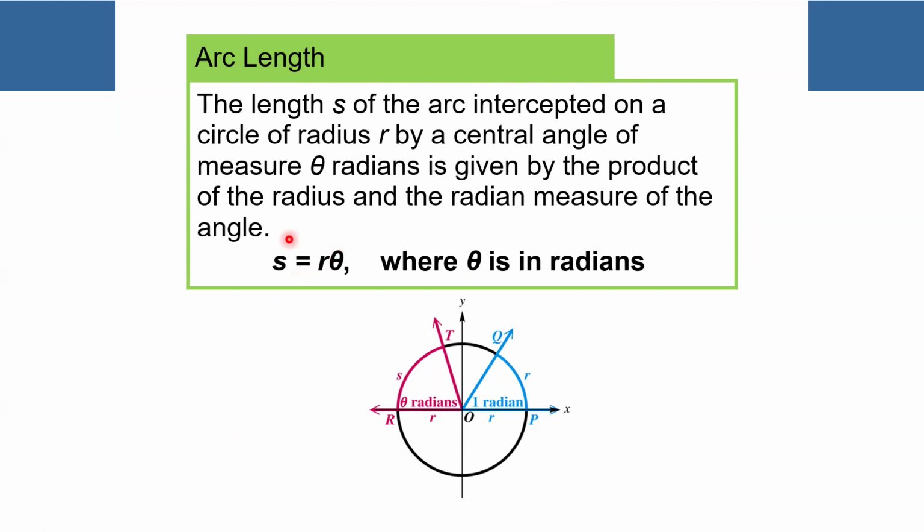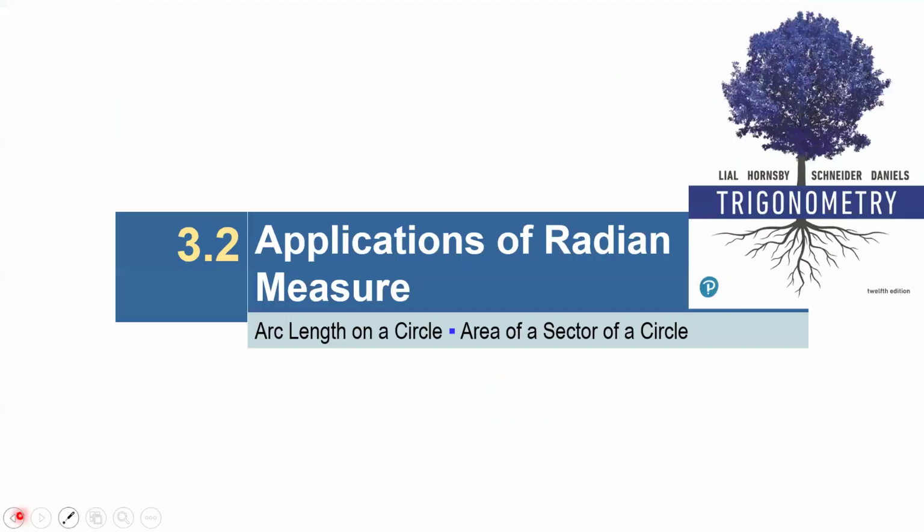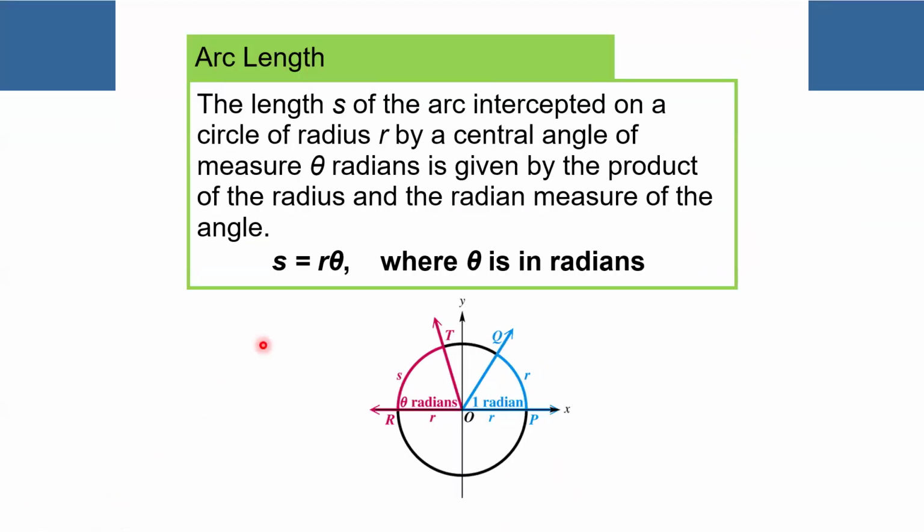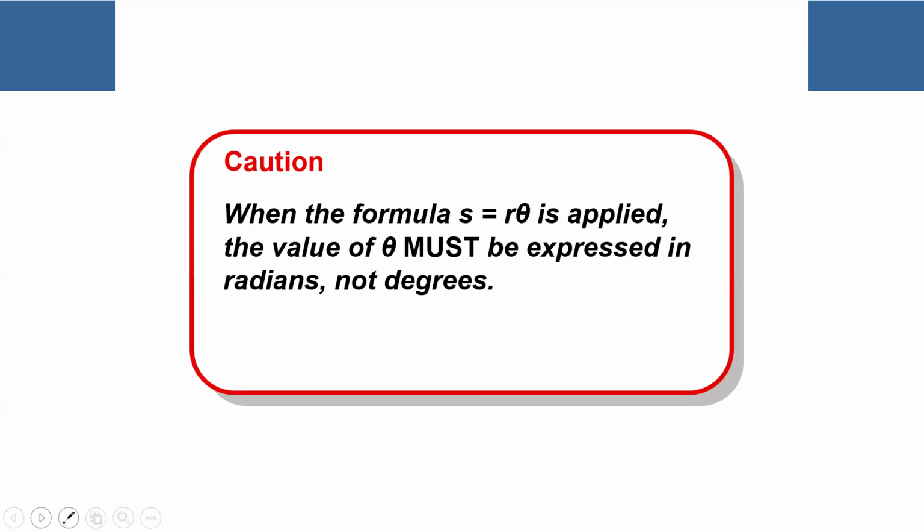All right, so S equals R times theta. What do you notice here about theta? Theta must be in radians. For all formulas in trig, typically your theta has to be in radians, which is why we have to be able to convert from degrees to radians. Just a friendly reminder, how do we convert from degrees to radians? Just flip it: pi over 180. Again, it must be in radians.